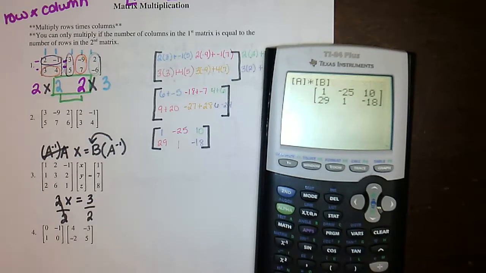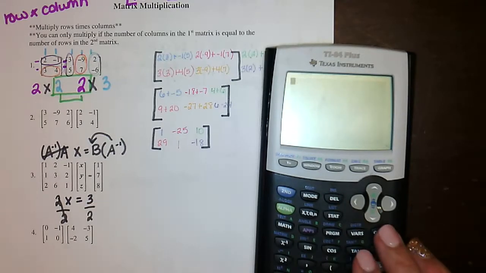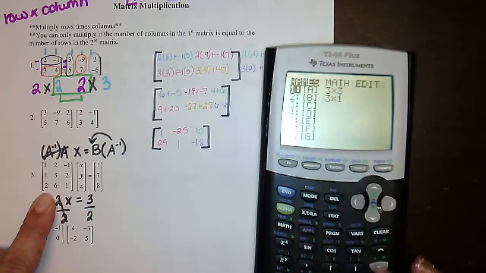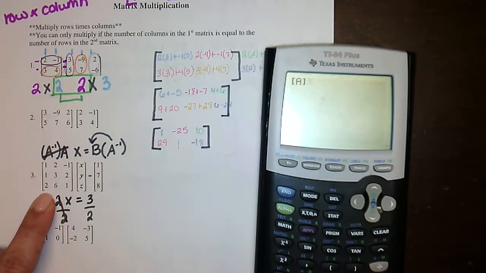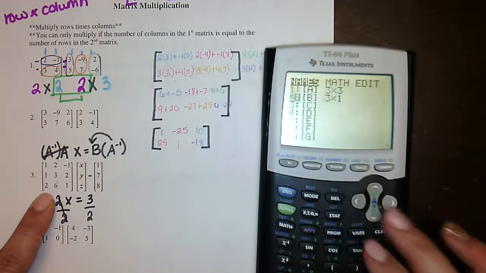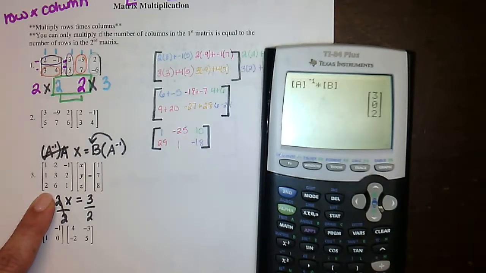So second quit, we want to be back on this main page. We're going to do the inverse of A. So second matrix A, and then we want the inverse, which is this button right here. This is going to give me my -1 times matrix B. And we get 3, 0, 2.